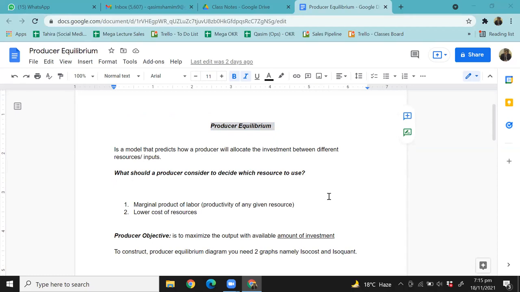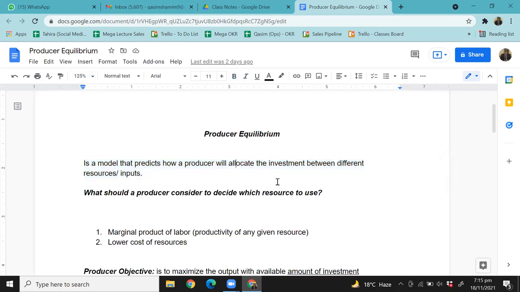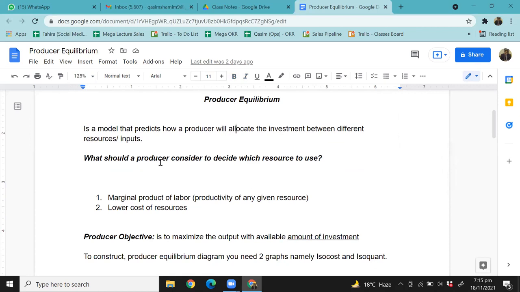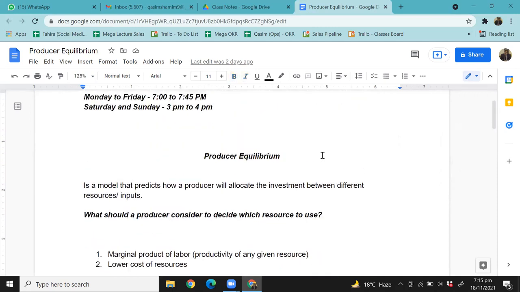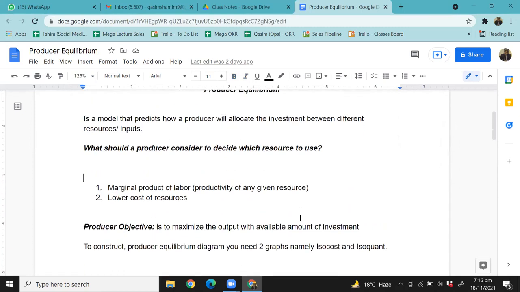But how will the producer decide which of the resources to use? That is what this model helps us understand. It helps you predict how a producer will allocate the investment between different resources or inputs. What should a producer consider to decide which resource to use? That is the big question that the producer equilibrium model is solving.